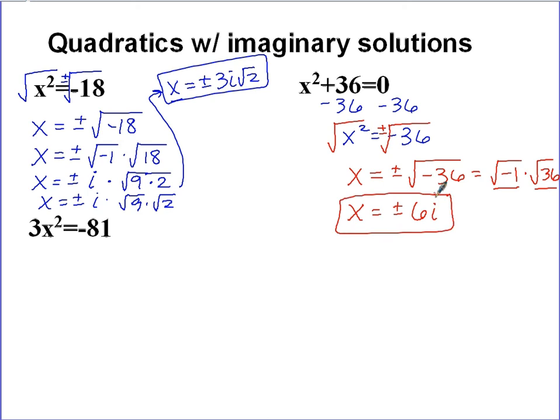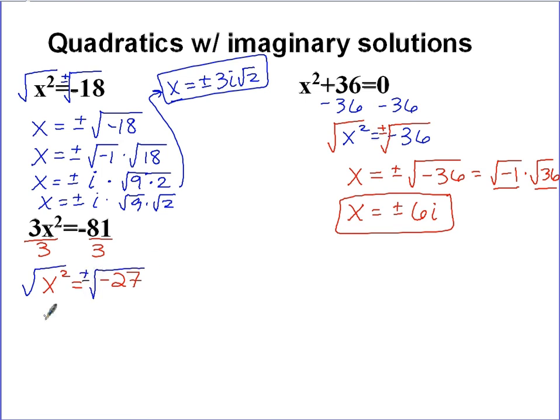Okay, and lastly down here, something else a little different with a 3 in front maybe. The first step would be to go ahead and divide both sides by 3 because we want to get that x squared by itself in order to solve the quadratic. So we've got the x squared by itself. It's now equal to negative 27. To solve this, we would take the square root of both sides. Don't forget the plus or minus.